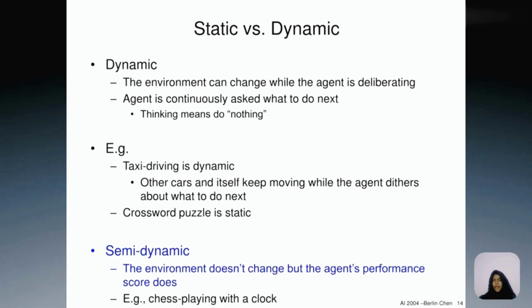Next we have static versus dynamic, where the environment can change while the agent is deliberating. The agent is continuously asked what to do next, and thinking means nothing. Example: taxi driving is dynamic. Other cars and the taxi itself keep moving while the agent decides what to do next. Crossword puzzle is static. There is also semi-dynamic, that is, the environment doesn't change, but the agent's performance score does. Example: chess playing with a clock.